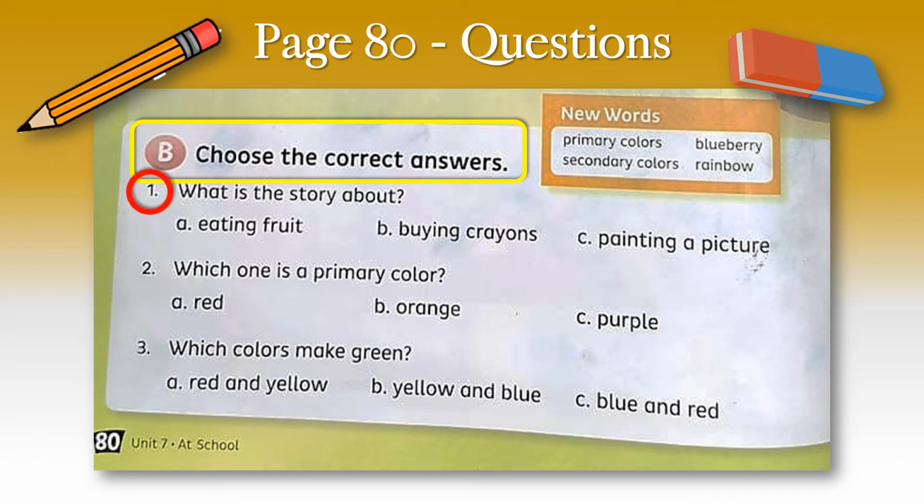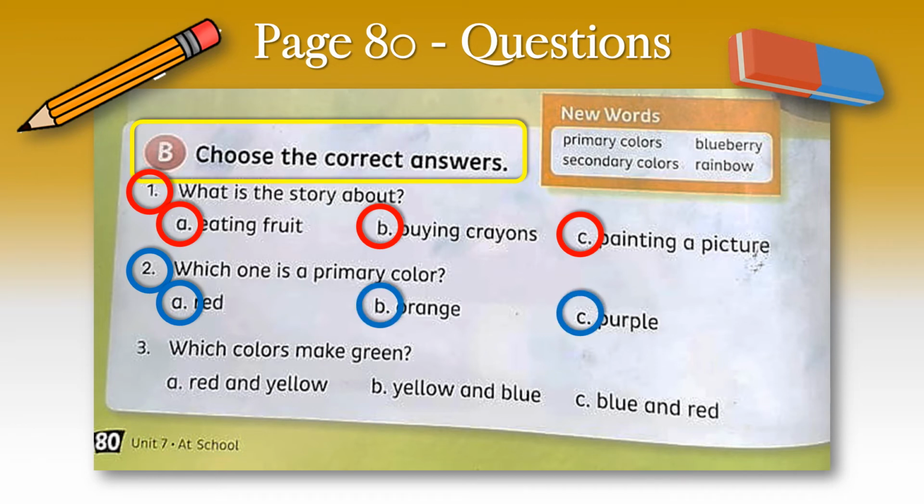Number 1. What is the story about? A. Eating fruit. B. Buying crayons. Or C. Painting a picture. Number 2, which one is a primary colour? Is it A, red, B, orange, or C, purple?